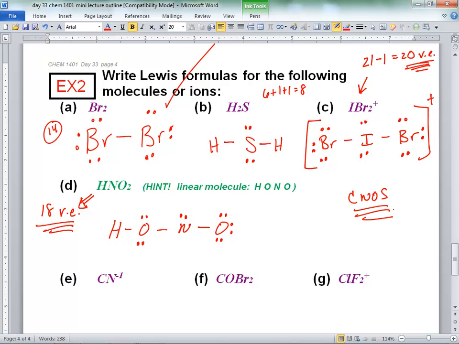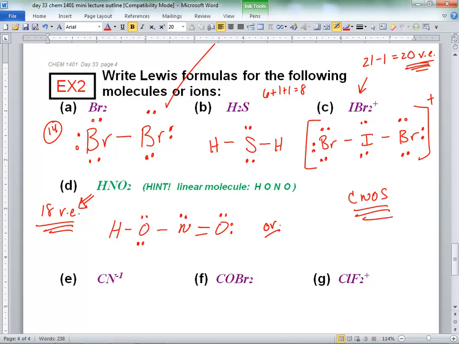The reason why we have to play the CNOS game is because who's not happy? N is not happy. It only has how many electrons? 6. So I've got 18 on there. So now if I want to make a double bond, just erase something and move it in. So let's erase this one and put him in. Now nitrogen has 8. This oxygen has 8. So it looks like it works. I think there's more than one answer here.